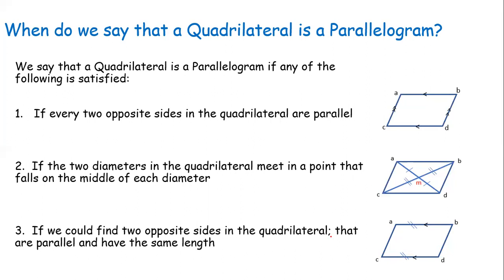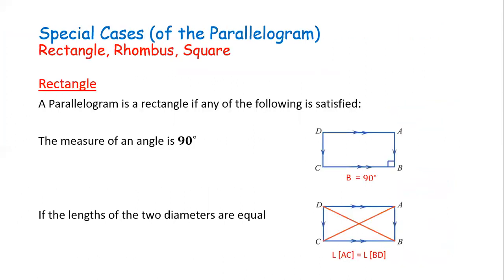Special cases of the parallelogram. We will be looking at the rectangle, rhombus, and square. So let's start with the rectangle. A parallelogram is a rectangle if any of the following is satisfied. So here we have a parallelogram. The first thing is the measure of an angle is 90 degrees.